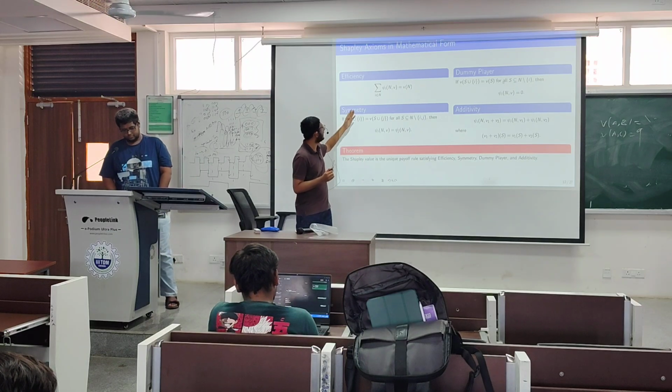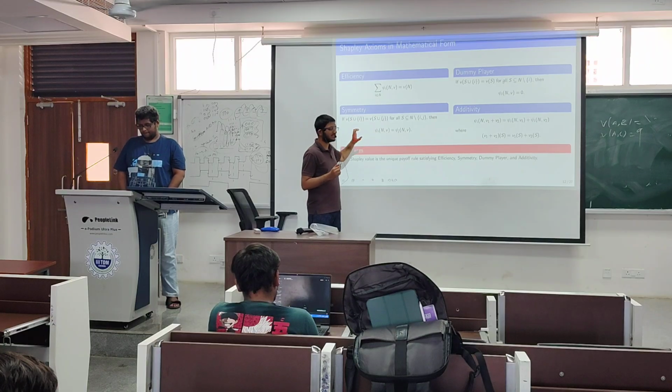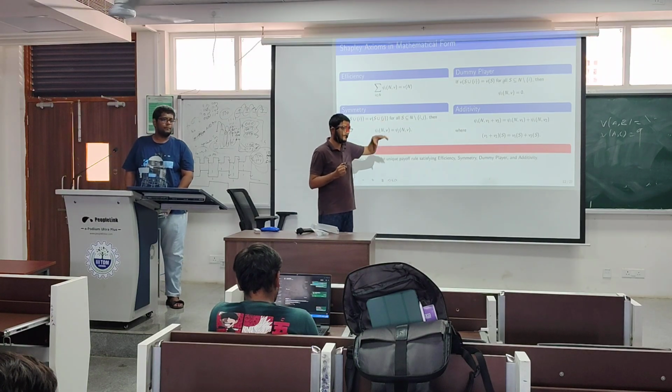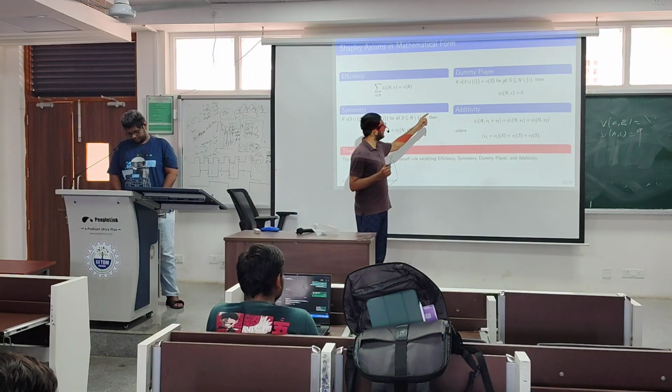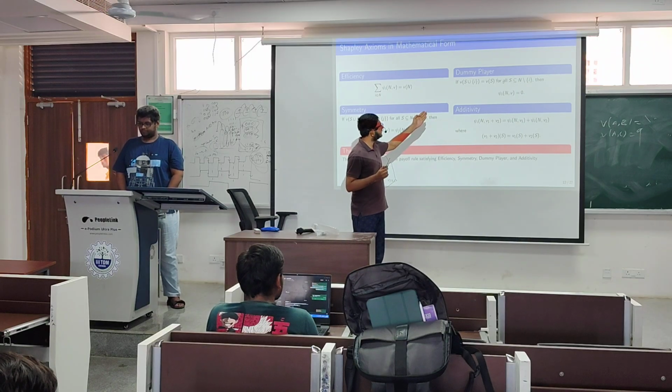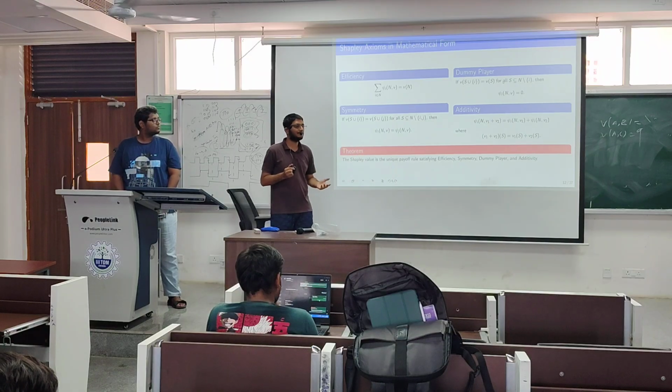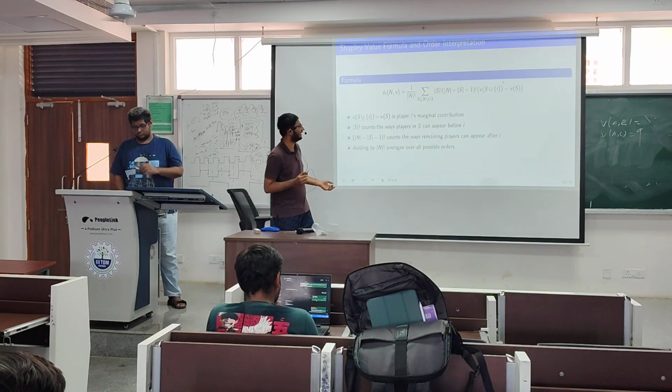Then efficiency is that the sum of each player's value should be equal to the total value of all combined. And there is the dummy player. A dummy player doesn't add any value to the game. For example, a substitute player who wasn't used in the game.